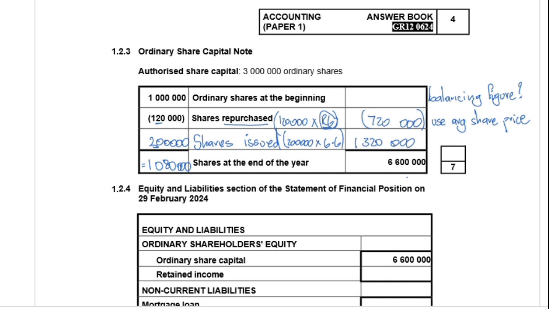Now we can solve for the number of shares at the beginning of the year as a balancing figure. Because we are starting from the end, we are going to do the opposite of what you would do when you are starting from the top. So starting from the total of 6,600,000 rands, we subtract 1,320,000 and add 720,000, and we end up with 6 million rands. So that's our completed ordinary share capital note.